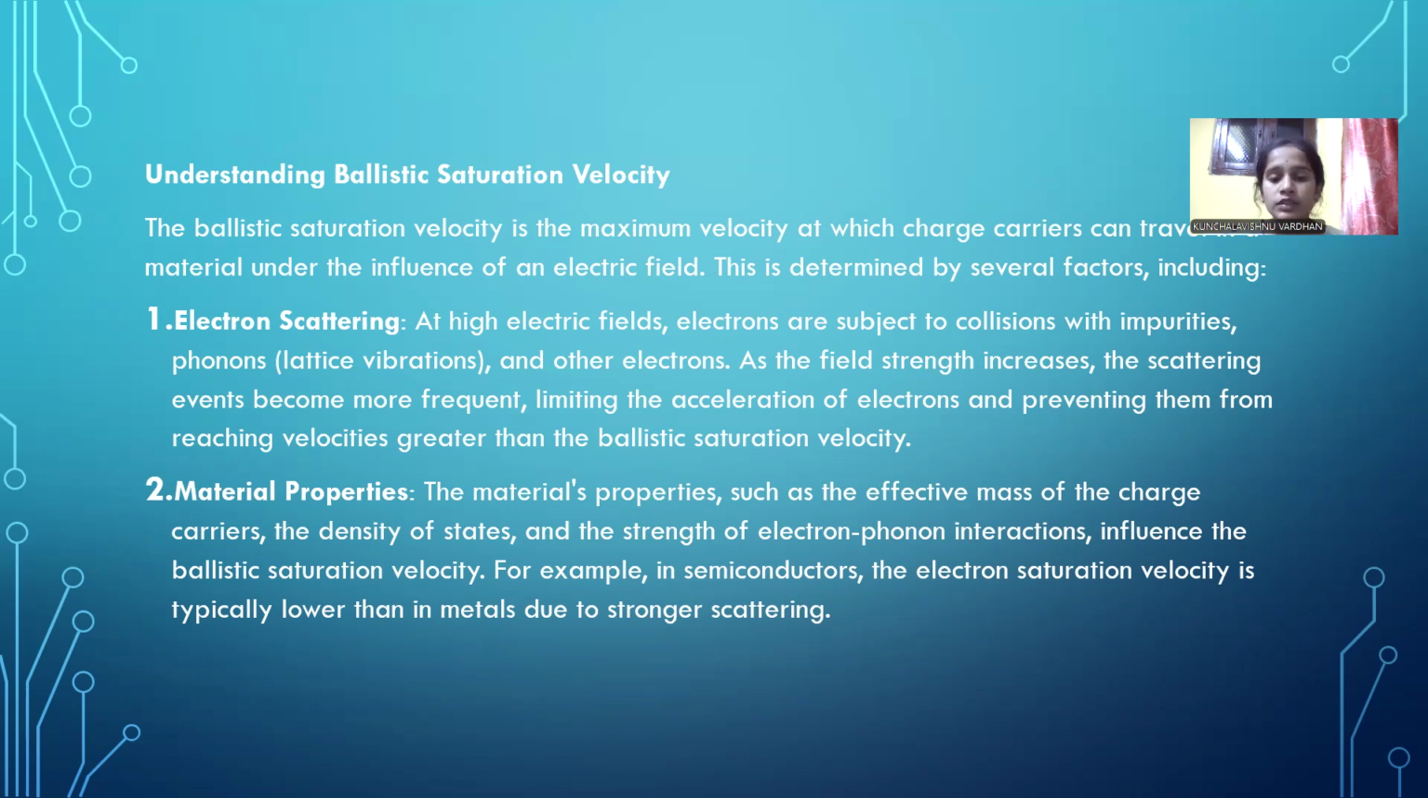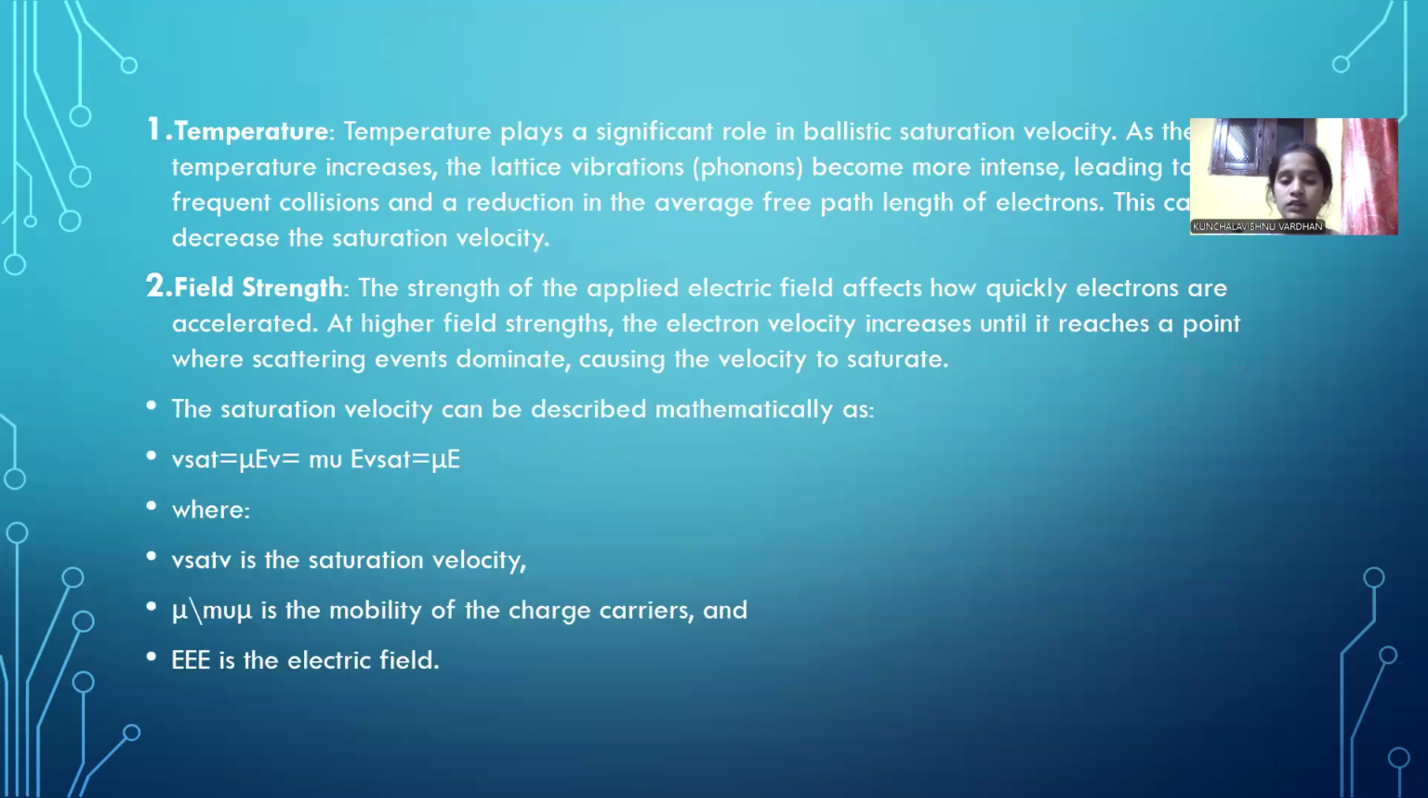Material properties. The material properties such as the effective mass of the charge carriers, the density of states, and the strength of electron-phonon interactions influence the ballistic saturation velocity. For example, in semiconductors, the electron saturation velocity is typically lower than in metals due to stronger scattering. Temperature. Temperature plays a significant role in ballistic saturation velocity. As the temperature increases, the lattice vibrations become more intense, leading to frequent collisions and a reduction in the average free path length of electrons. This can decrease the saturation velocity.